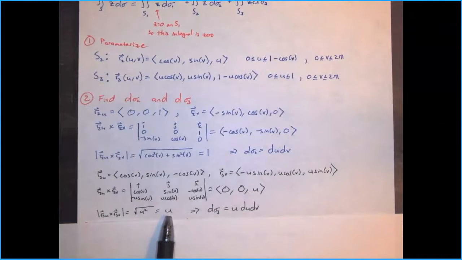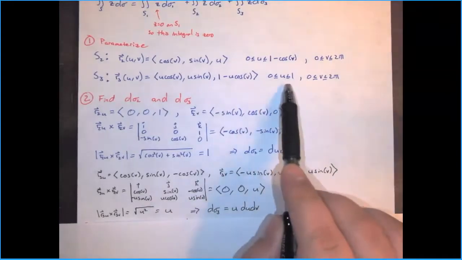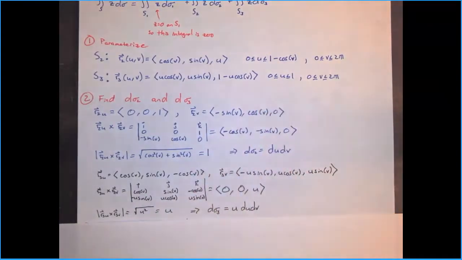Now this should be the absolute value of u, right? If you take the square root of something squared, you should get the absolute value of u. But since I'm taking u to go from 0 to 1, it's always non-negative, so the square root of u squared is the same as u in this case. So my surface area element for the third surface is u du dv.